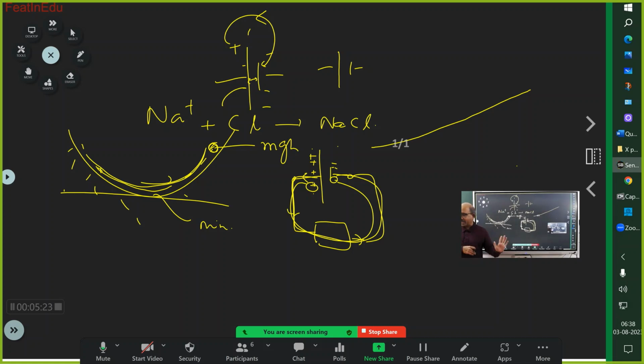That's all. But here there is no NaCl. Some other ions or something else is there. Here basically electrons will flow. ठीक है ना? हाँ, right.